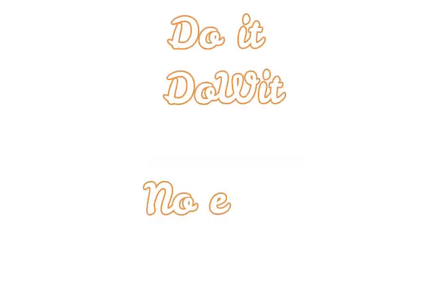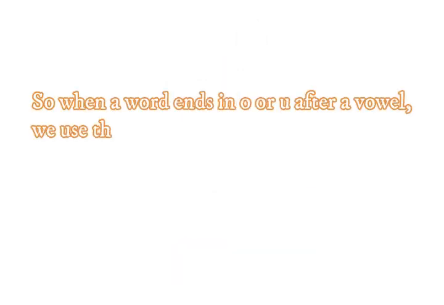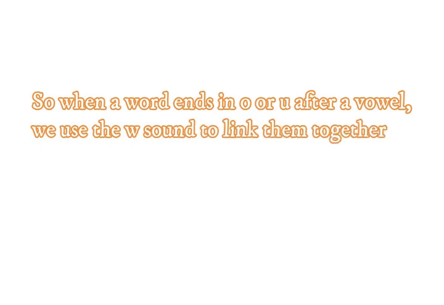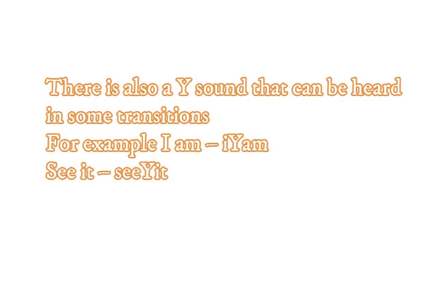And then another example is "do it", "do wit". Then another example is "no entry", "no wentry". So when a word ends in either O or U, after a vowel, we use the w sound to link them together. Right? Then apart from the w sound, we can also use the y to link two words together in our sentence. So for example, you hear something like "I am". So "I am" becomes "I yam". Also, "see it". So "see it" becomes "see yit".